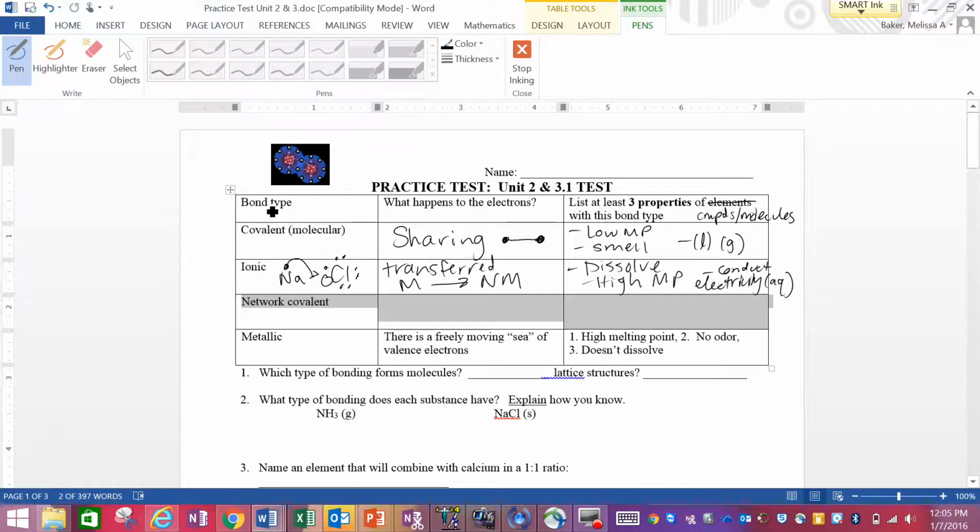Network covalent, there is also a sharing of electrons between nonmetals. Okay, these are a little bit tighter in the way that they're shared though. So they end up having a really high melting point. You might remember the picture. It was like that quilt. These are the boring ones. They don't dissolve, they don't conduct, they don't smell, they don't do anything.